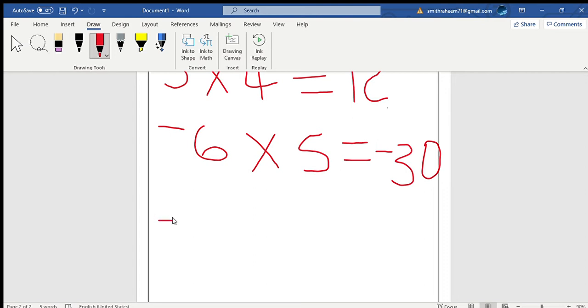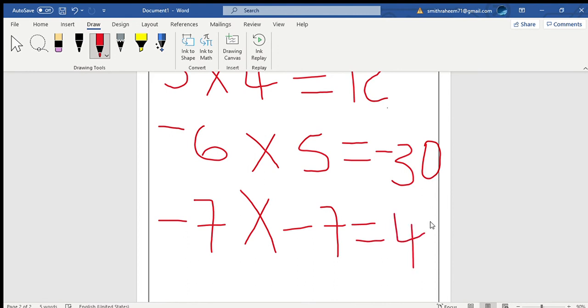Now let's say you have negative 7 multiplied by negative 7. Your answer will be a positive 49. Oh, I'm really sorry for that one, but this one is a negative 7 multiplied by negative 7. The answer will give you a positive 49.